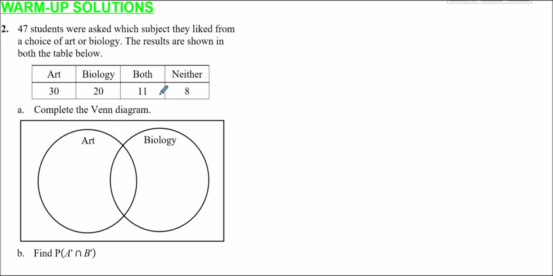So the overlapping region is the both section. If you like art and biology, this is the intersection of art and biology. So this goes in the middle. So that's 11. 30 students liked art. 11 are already ones which also like biology. So 30 minus 11 is 19. So here we put 19 for art. Biology, there's 20 students. So far we have 11 here. 20 minus 11 gives us the other 9.